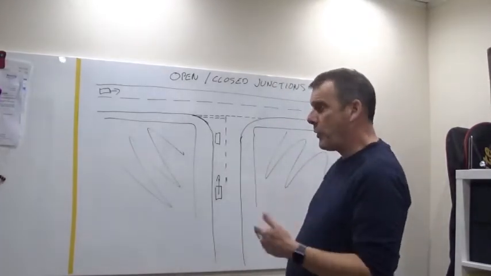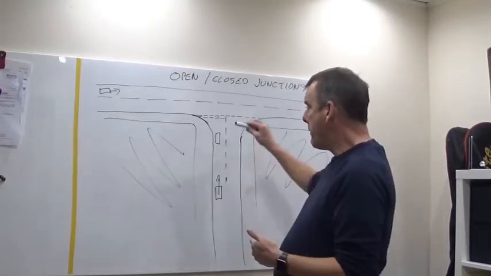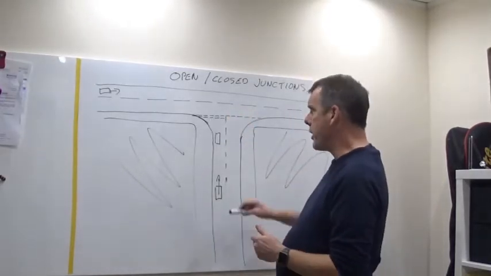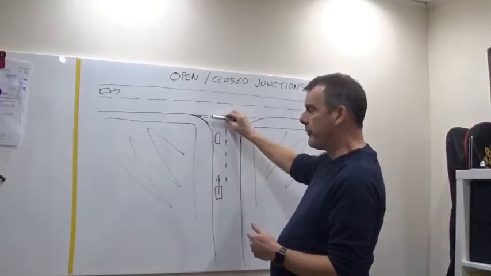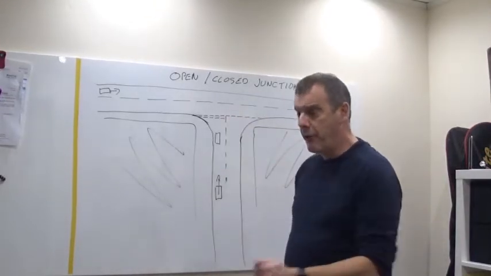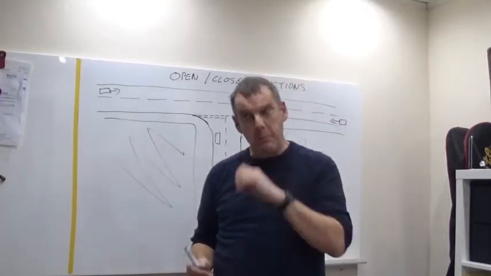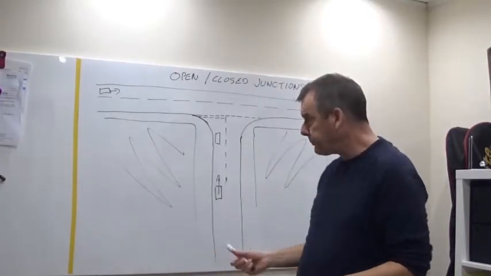Now, we want to get that first gear as we're still moving up. What we don't want to be doing is coming to the give way line, stopping, first gear, having a look, because obviously that is going to make us quite hesitant at junctions.